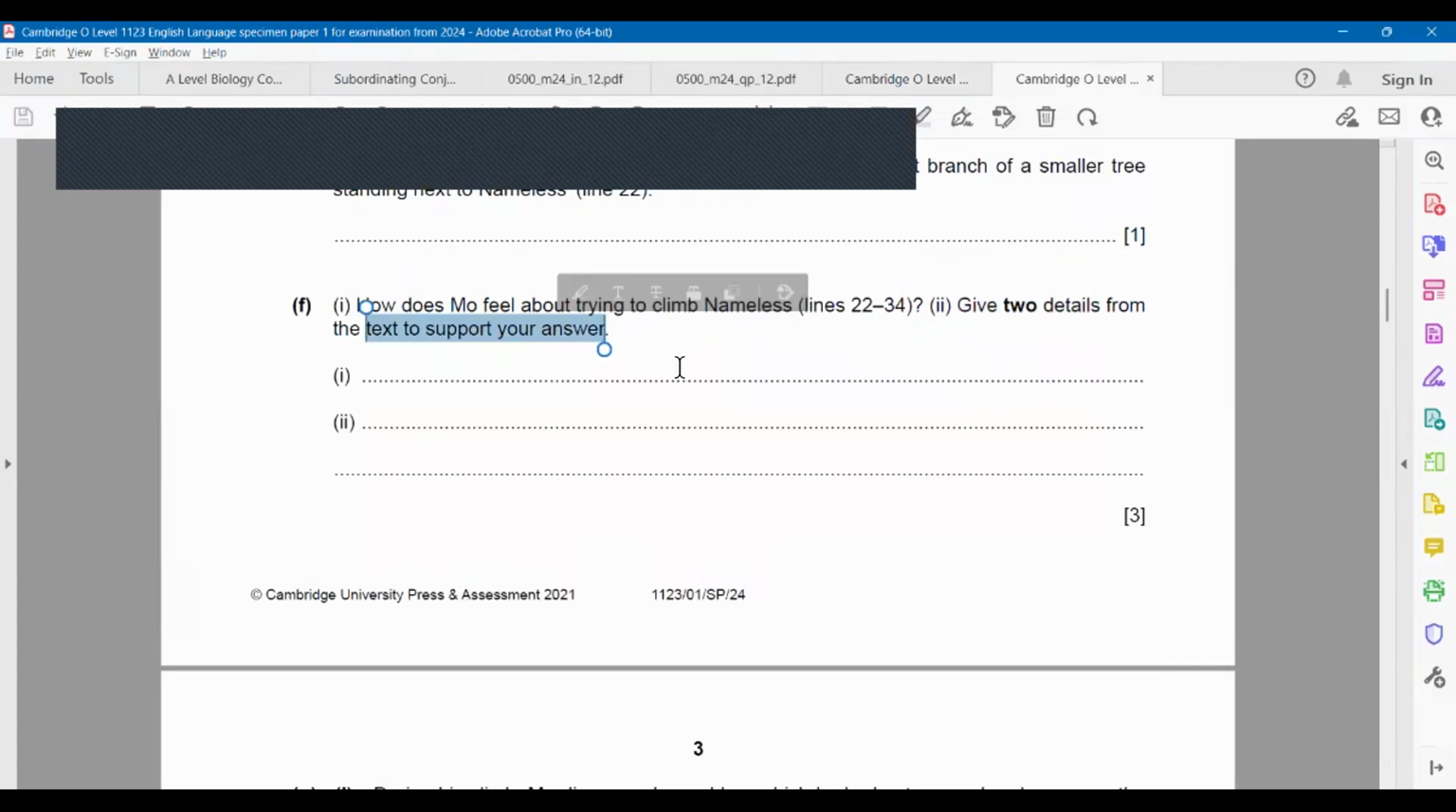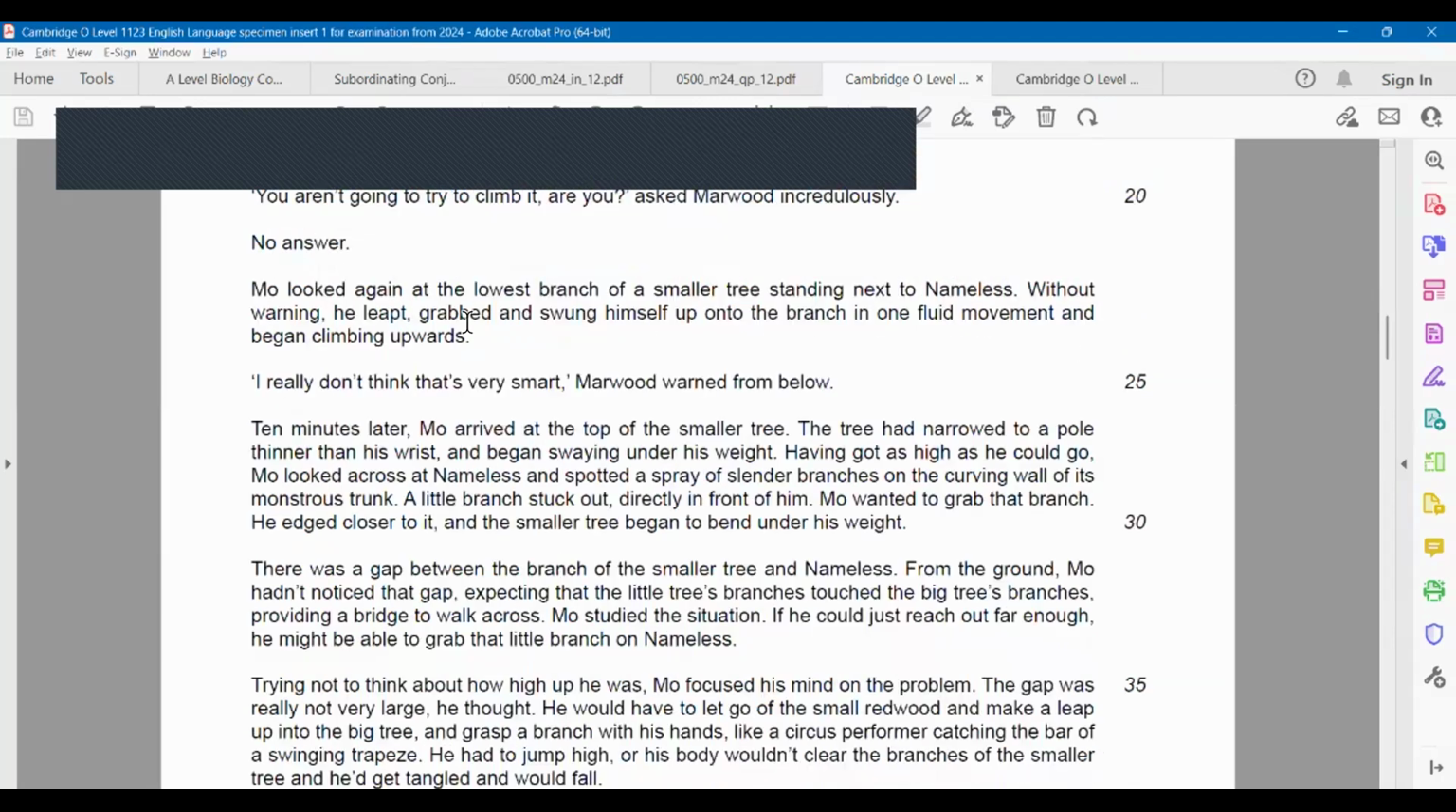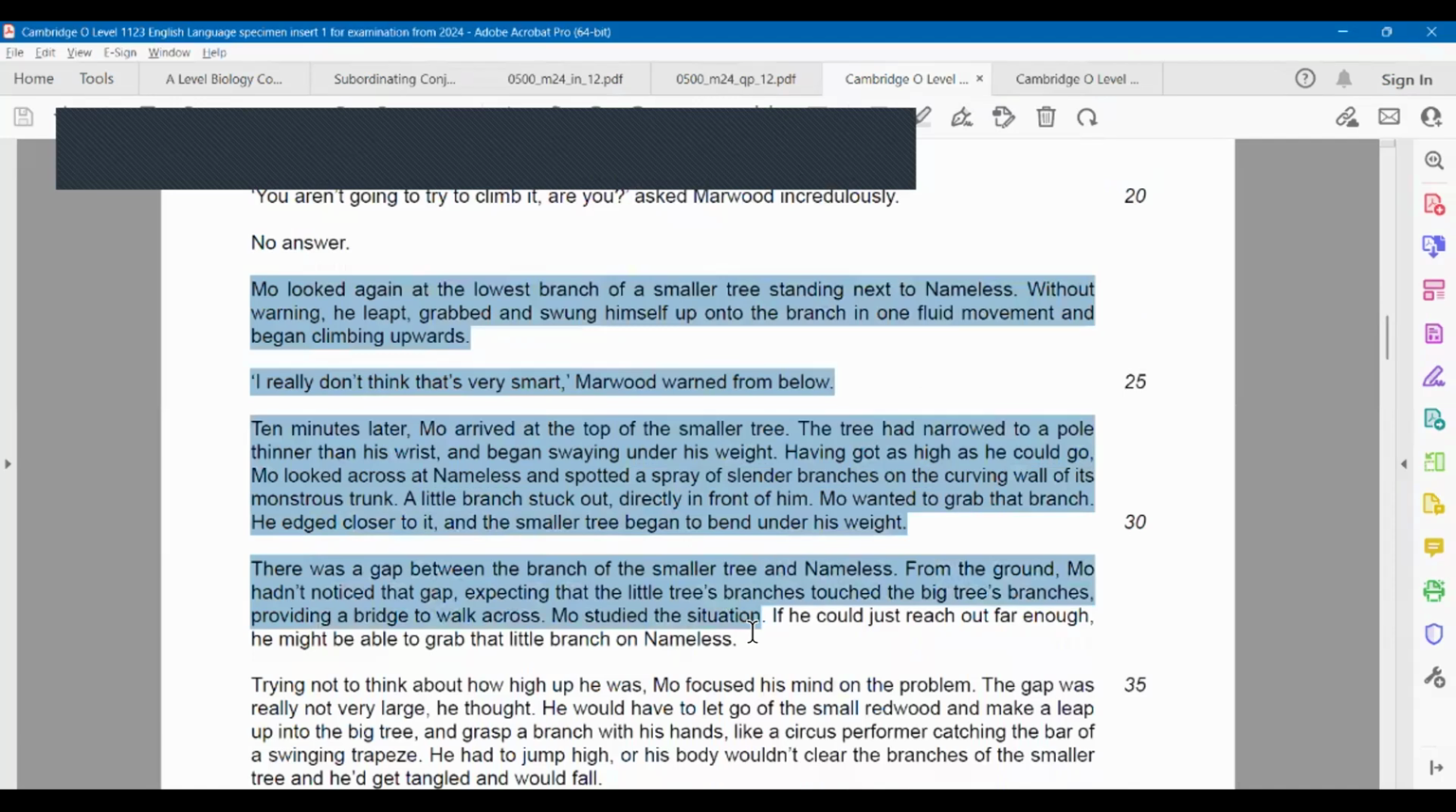So there's a few things you need to understand from what's given here. First of all, the line reference, the range that is given, is where you're going to find your answers for both part 1 and part 2. Line 22 to 34 is all of this.